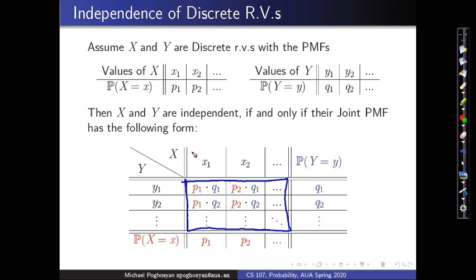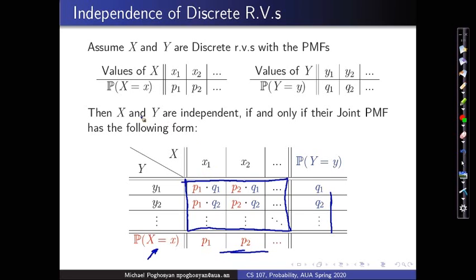So what we have, x is taking values x1, x2, etc. with probabilities. This is the marginal PMF for x. So x1 is taken with probability p1, x2 with probability p2, etc. Y is taking values y1, y2, etc. with probabilities q1, q2, etc. So I have marginal distributions written here and there for y and for x.